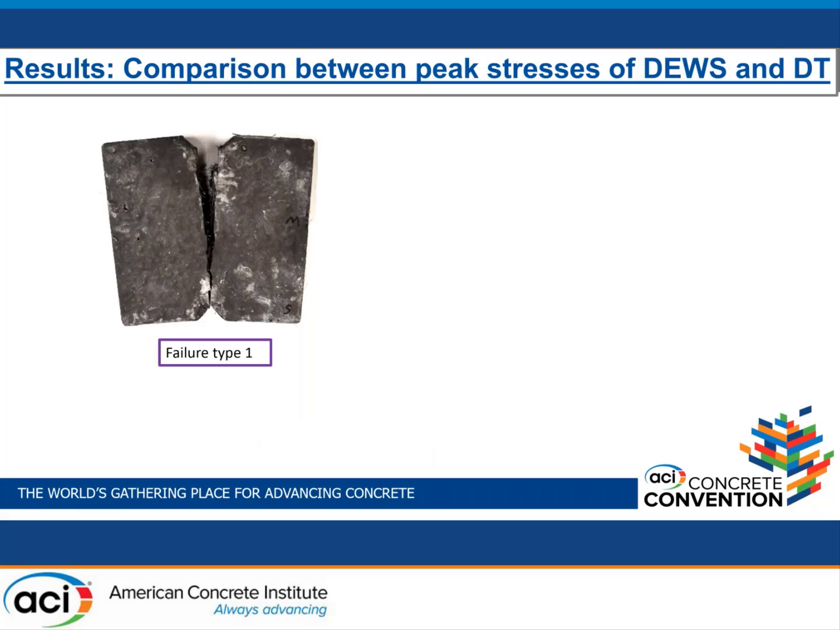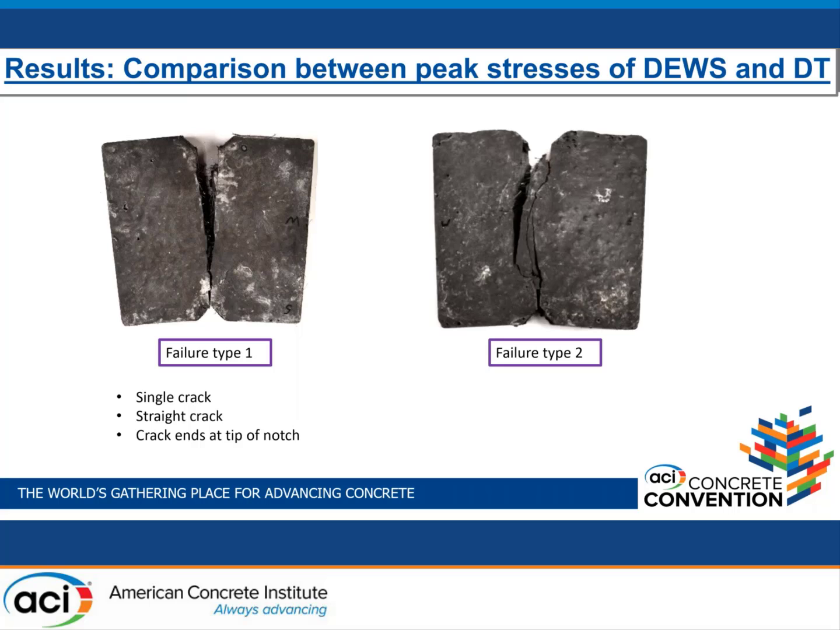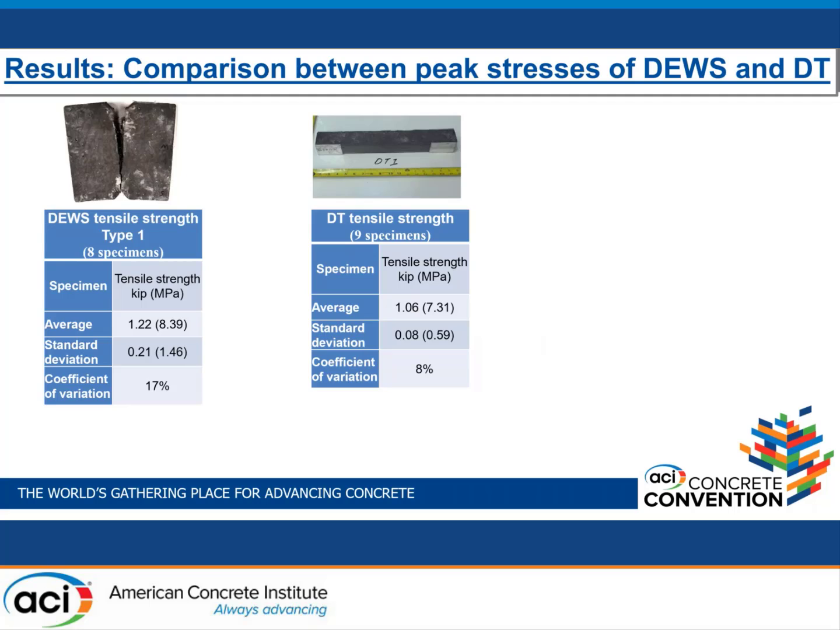When we're talking about the comparison between the DEWS and the direct tension test method, we're going to classify the failures of the DEWS specimens into 2 types. The first one, observed in about half of the specimens, was a single, straight crack, and the cracks would start and end at the tip of the notches. And failure type 2 was exactly the opposite of that. We had multiple cracks. It didn't go through a straight path, and the crack typically didn't start or end at the tips of the notches.